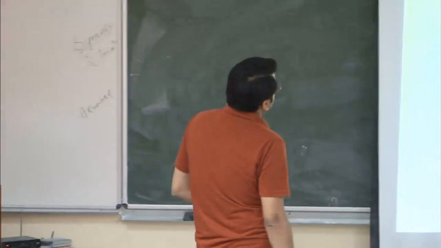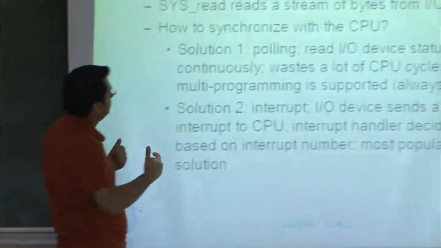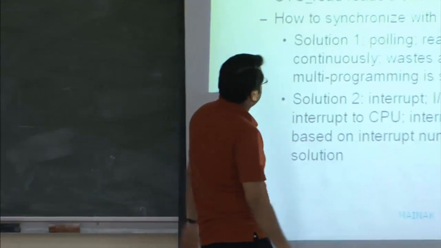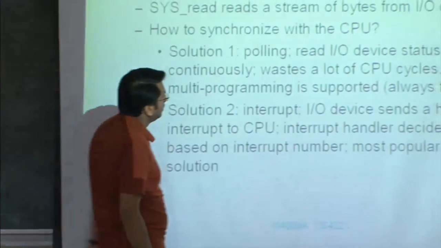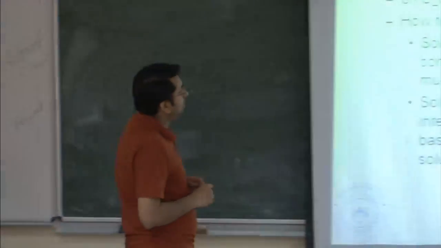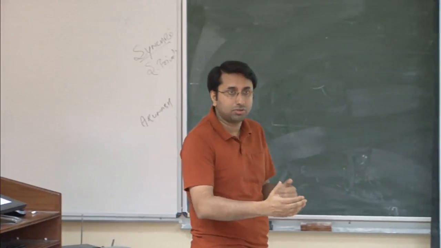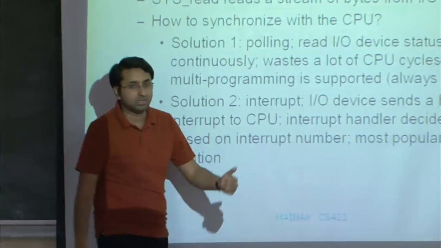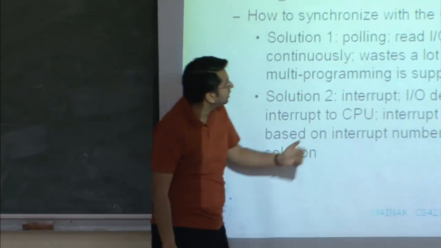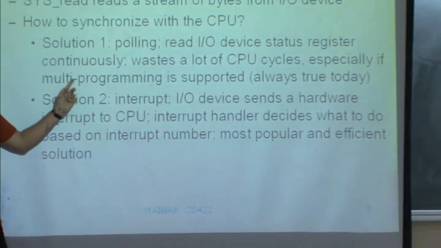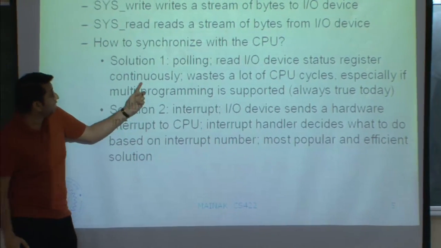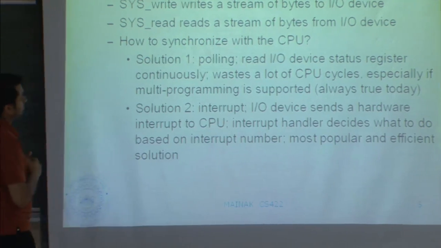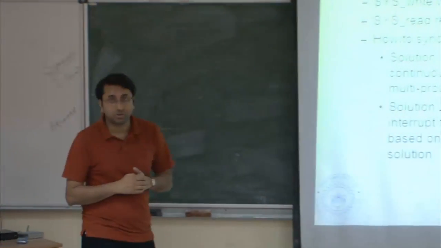So the question now is, how do you really synchronize with the CPU? The IO devices are doing certain things, so how do you synchronize with the CPU? The first solution is to poll, that is, you read the IO device status register continuously to know whether, for example, the bytes you are reading are done. That status register will change whenever the read completes. That wastes a lot of CPU cycles, especially in multi-programming systems, which is always true.